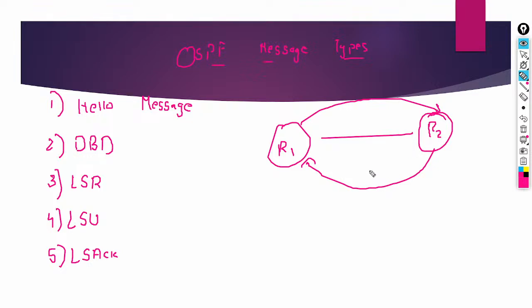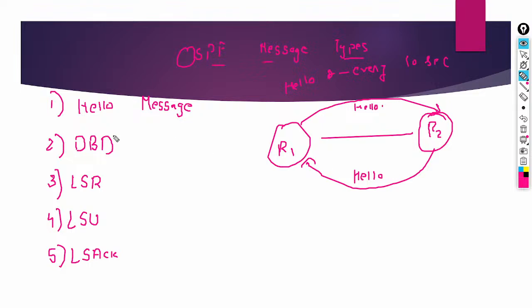But after exchanging the hello, once the neighborship is formed, hello messages are still exchanged every 10 seconds. Every 10 seconds, R1 will send a hello to R2 and R2 will send a hello to R1. What can be the reason? Once the neighborship is created, why do we need to send the hello again and again? The reason is to have a keep-alive mechanism so that R1 knows that R2 is alive and R2 knows that R1 is alive. This is the major reason why hellos are sent every 10 seconds.